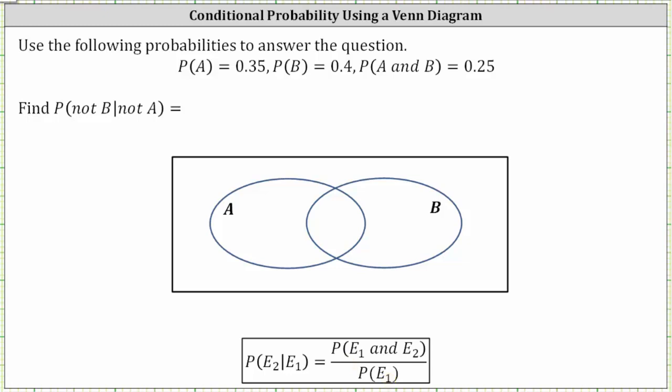So looking at the formula, notice how event 1 is the event that has already occurred, which in our case is not A, and event 2 in our case is not B. Applying the formula, the denominator is the probability of not A. The numerator is the probability of not A and not B.